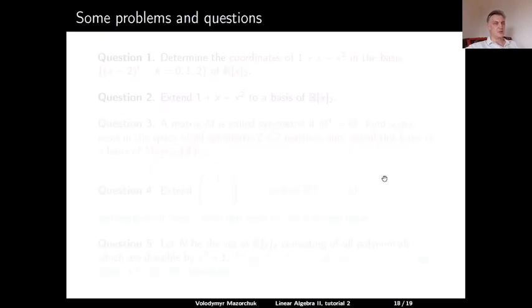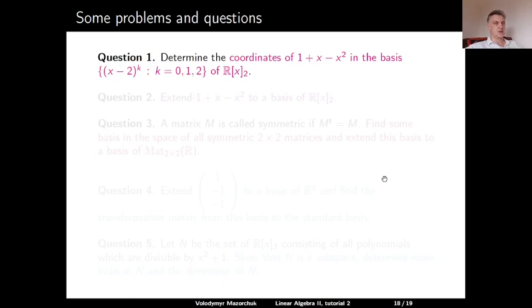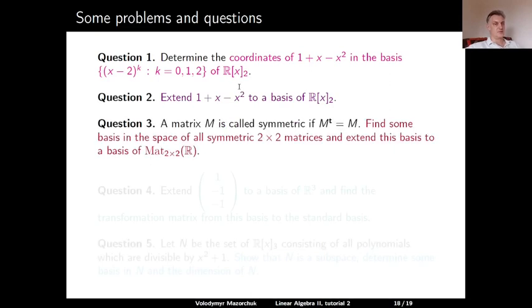Here are some additional problems and questions. Question 1. Determine the coordinates of 1 plus x minus x squared in the basis (x minus 2) to the power k, where k is 0, 1, and 2, of the space of all polynomials of degree at most 2. Question 2. Extend 1 plus x minus x squared to a basis of R_2[x].